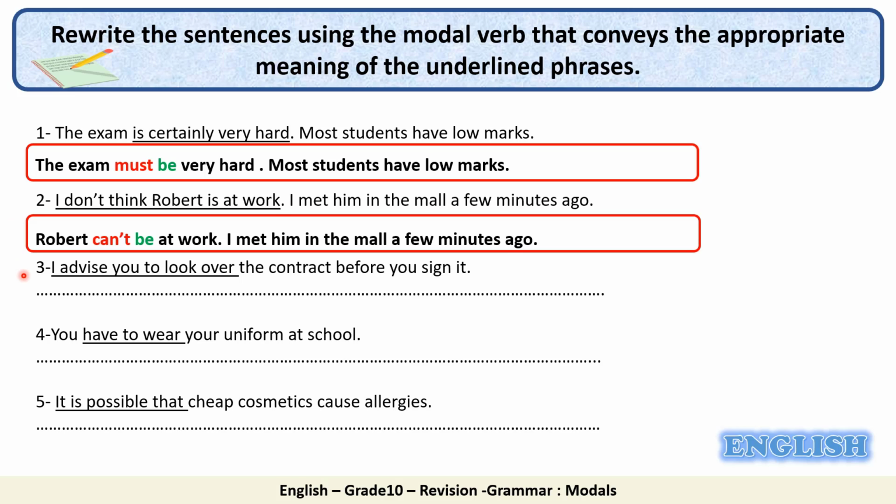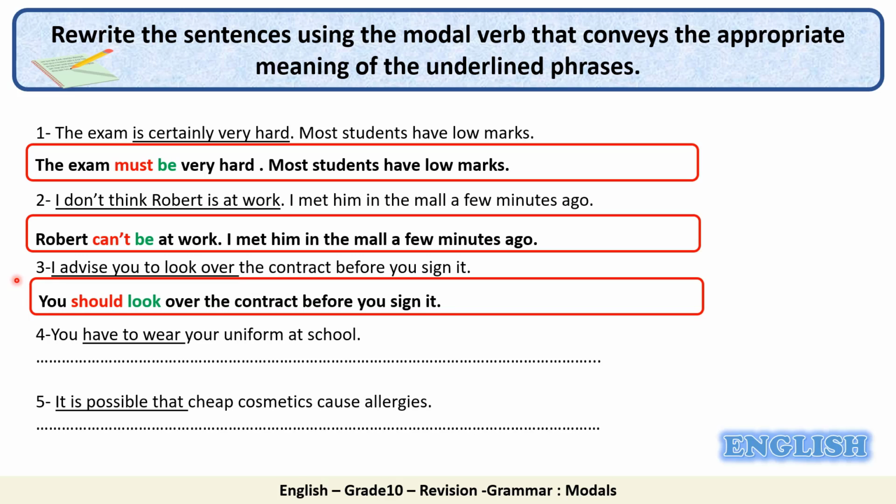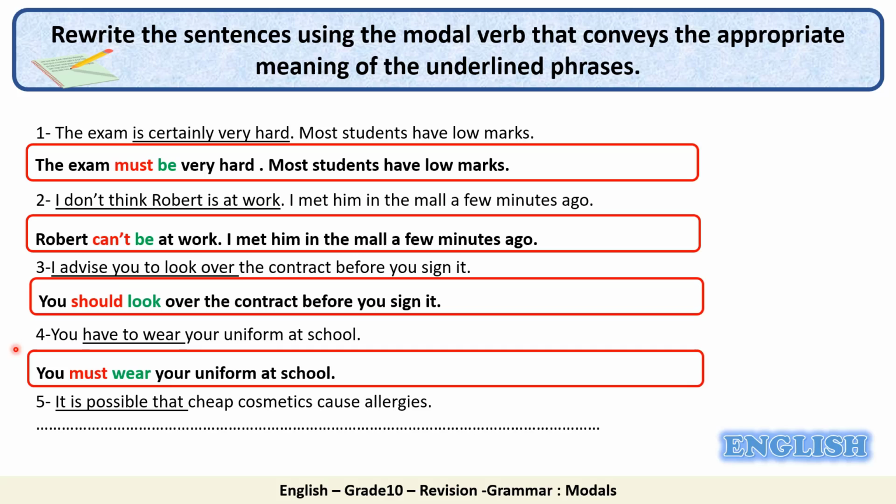Number 3, I advise you to look over the contract before you sign it. So here I'm making or giving advice, and to give advice I need the modal verb ought to or should. So the answer is you should look over the contract before you sign it. Number 4, you have to wear your uniform at school. I need to express have to differently, and have to expresses obligation. So I must use the modal verb must. Very good. So you must wear your uniform at school.